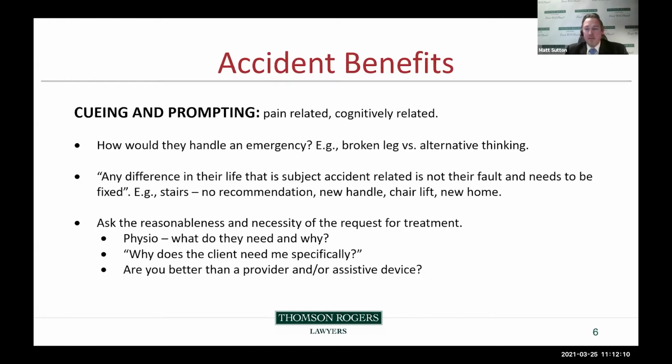Cueing and prompting. This is much related to function. It can be pain related and cognitively related. Sometimes people are in so much pain, they're not paying attention to the traffic signal or something of that nature. And as a healthcare provider, it's really important to document these needs for someone to be around the person to make sure they're safe. Cognitively related issues of alternative thinking, executive functioning decisions, memory issues, those things are really much more obvious. And I would suggest to the healthcare providers, especially the OT assessors, to think about, okay, how would my client handle an emergency? You could imagine with a leg issue and being at the top of a house with lots of stairs, that may be an issue for a certain time period.